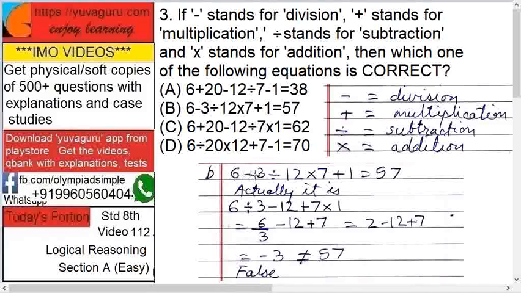Similarly B: 6 minus 3 divided by 12 into 7 plus 1 equals to 57. Actually the left hand side is what? If you put these signs and the respective functions, it is actually.